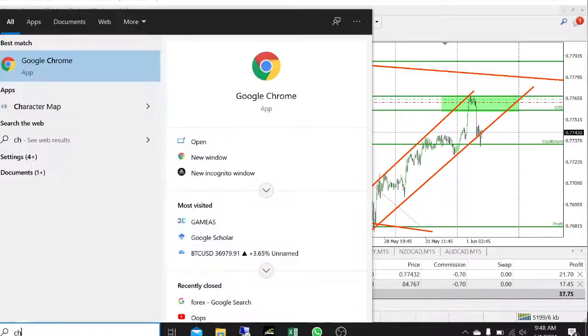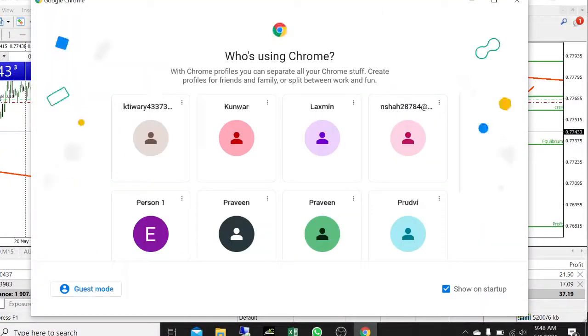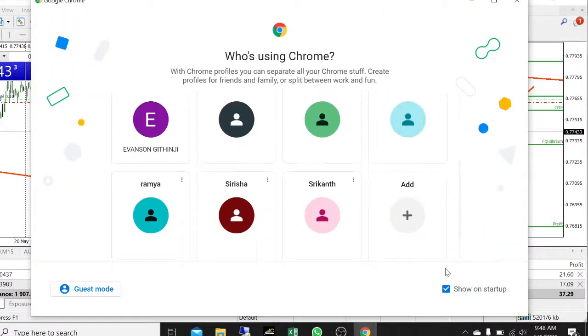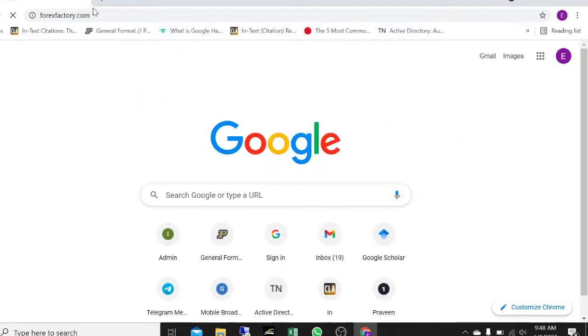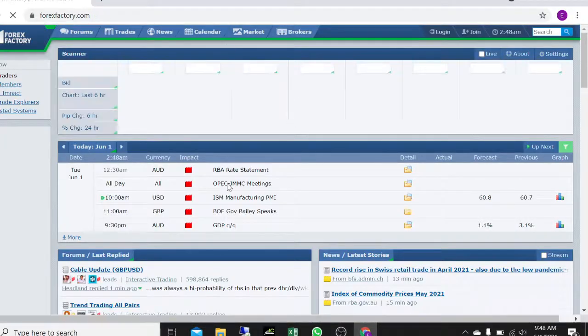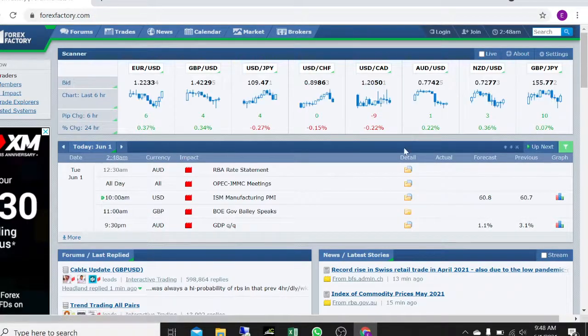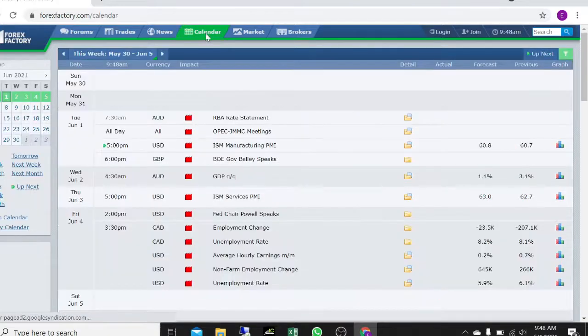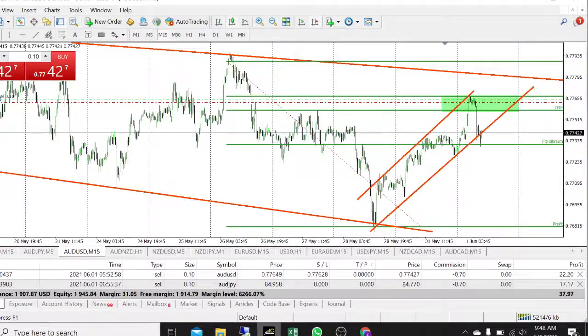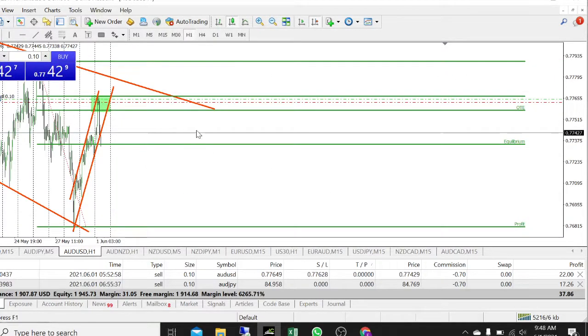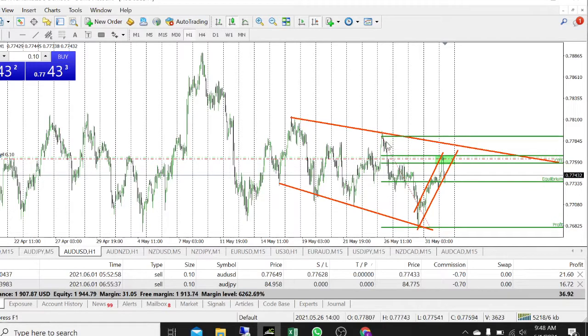Today there was a trade which I took, and it was based on AUD USD. Looking at the Forex Factory, there was an RBA interest rate release at 7:30. This one. So I traded this trade, and before that I came to analyze the market, and I took an analysis of this market using my normal technical strategy.